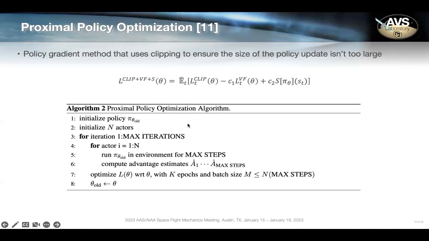Basically, proximal policy optimization: for however many iterations, we initialize n actors, and then each of those actors goes out and gets experience in the environment with the current policy. We compute the advantage estimates based on that experience, and then we optimize our loss function for k epochs and some batch size. And then we just repeat that process. So the agents are constantly going out in the environment, getting information, and we're regressing over that using the networks.